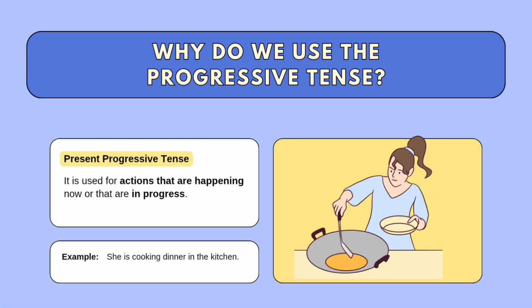Next is present progressive tense. It is used for actions that are happening now or that are in progress. For example, she is cooking dinner in the kitchen. It means action like cooking dinner is happening now.